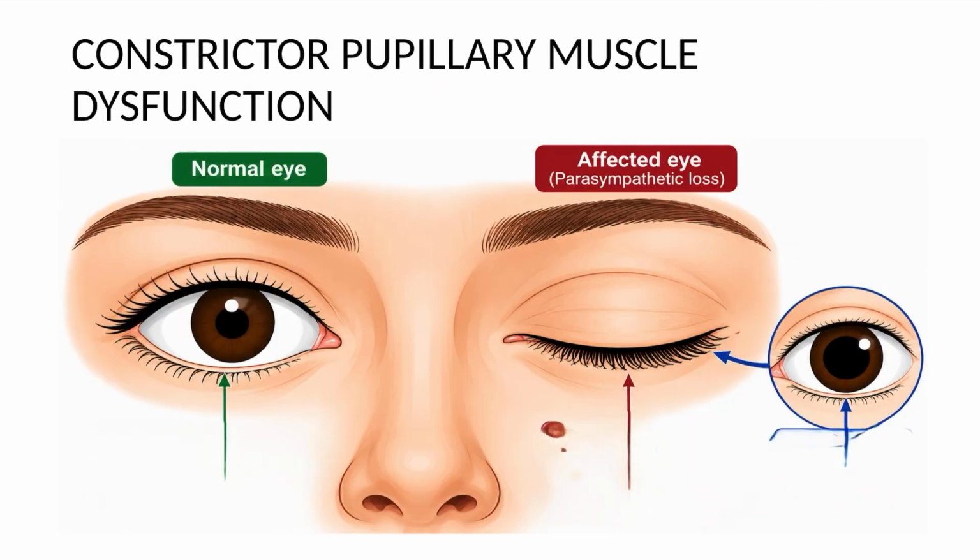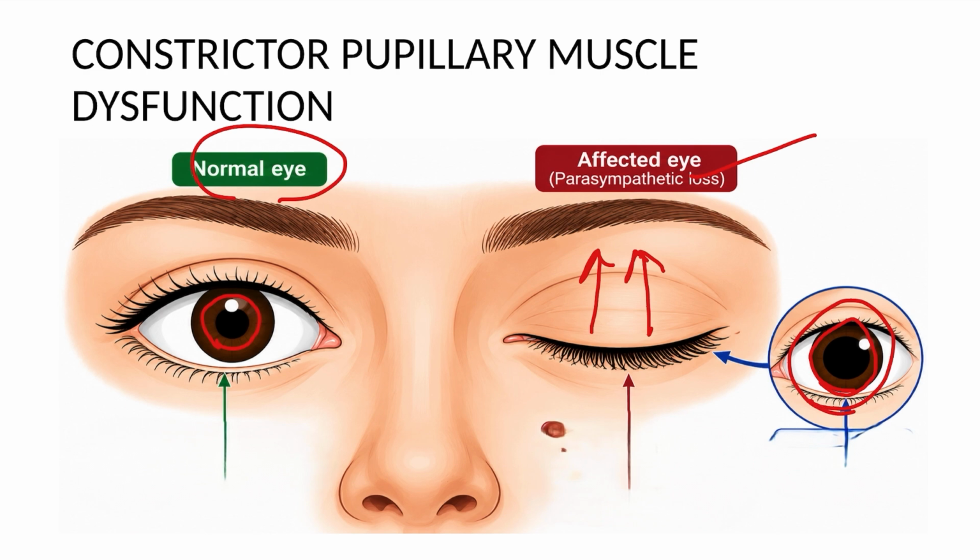Once we open the eyelid with the fingers, we see that the pupil is dilated. If you compare the affected side pupil and the normal side pupil here, we notice that on the affected side the pupil is very large. This is because of the loss of function of the constrictor pupillae muscle. Because of this, the pupil gets dilated and it is fixed, as in there is no direct or indirect light reflex present in this pupil.